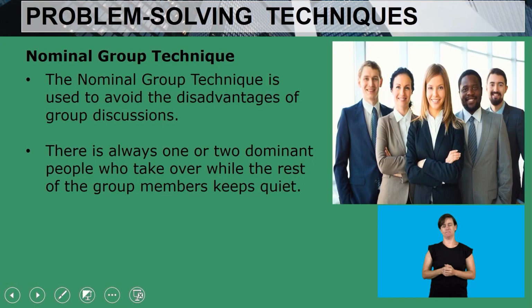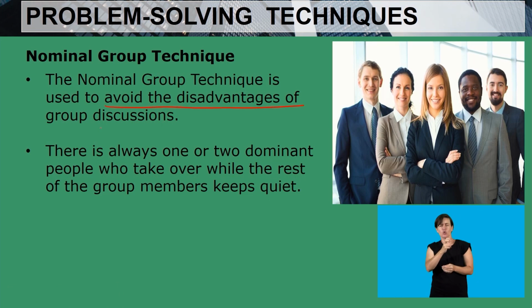It says here the nominal group technique is used to avoid the disadvantages of group discussions. Right, in as much as you can see here, it says it's a nominal group technique. However, we use it to avoid the disadvantages of group discussions. You will understand what we mean by that. It says there's always 1 or 2 dominant people who take over while the rest of the group members keep quiet. Now, this can also be a good thing, but also a bad thing. But now let's stick more to what? To the application. How do we apply this technique?